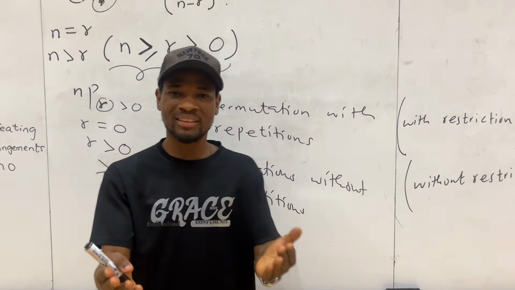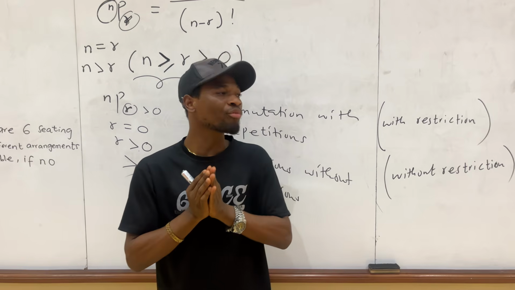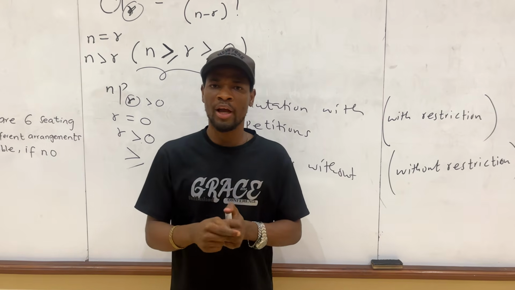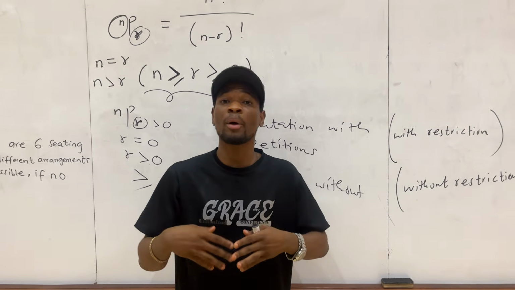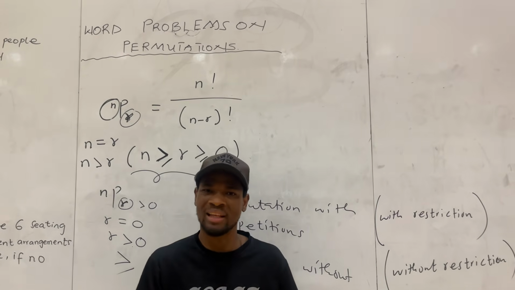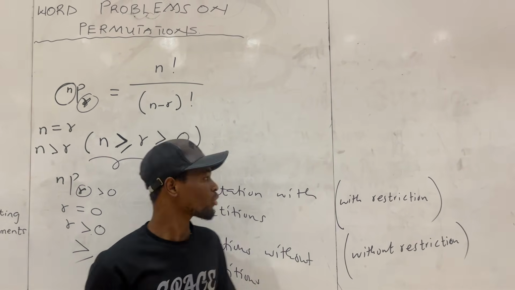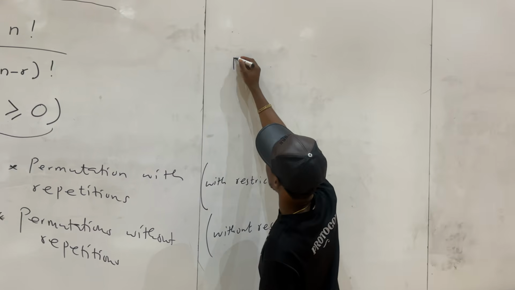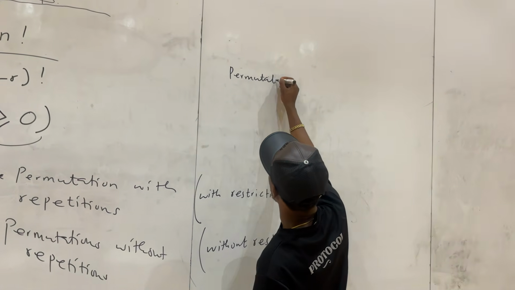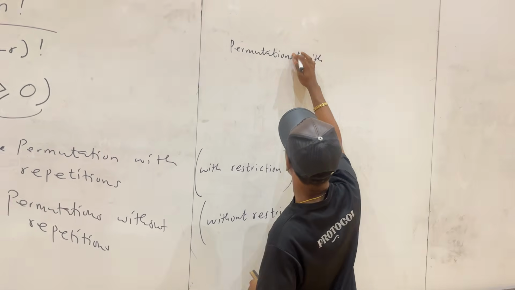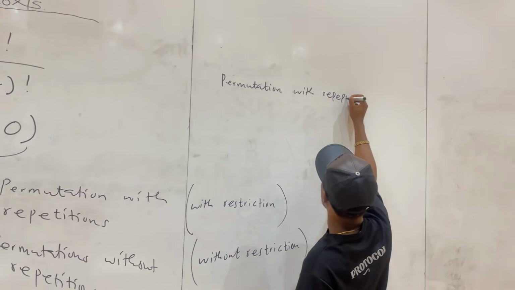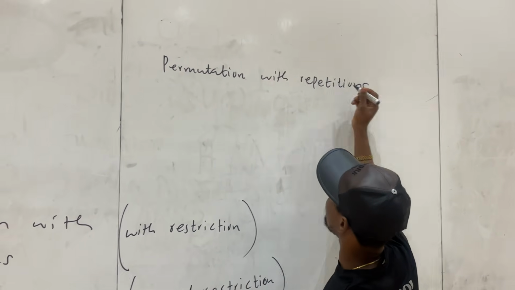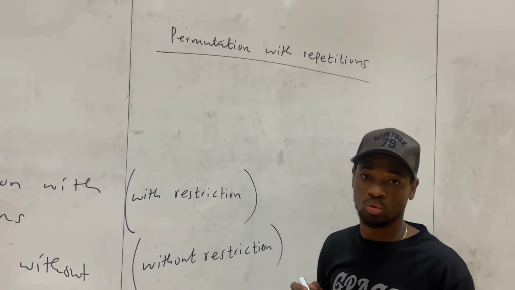Now the question you should be wondering is, if you have permutations with repetitions, what am I supposed to do? Also, when you have permutations without repetition, what are we supposed to do? That is the question of the day. So viewers, for permutations with repetition, this is what we are going to do.